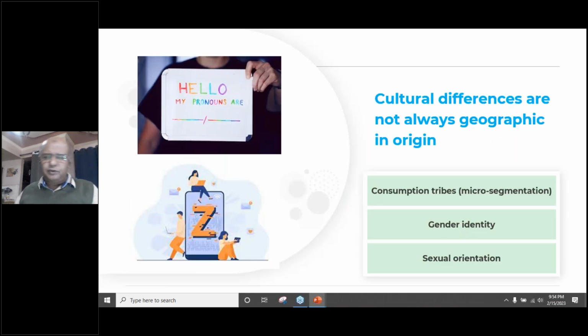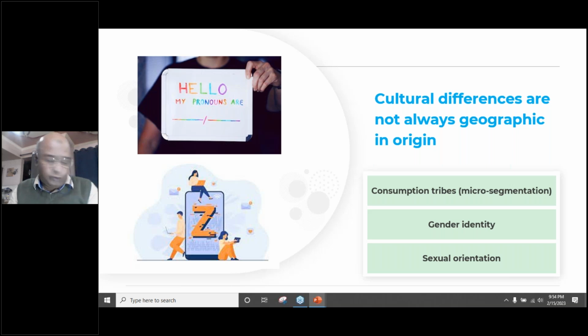Culture is not always about geography, which is how we usually think of it, but cross-cultural does not always mean across geographies. It could be in the same country. For example, when we talk about consumption tribes, when we talk about Gen Z and millennials, when we do microsegmentation using social media data.